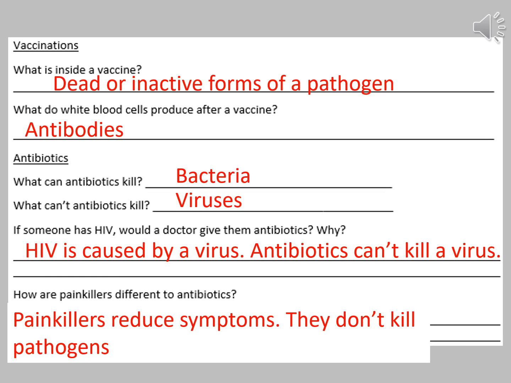Antibiotics can only kill bacteria. They cannot kill viruses. If someone has HIV, would a doctor give them antibiotics? No. HIV is caused by a virus. Antibiotics cannot kill a virus. How are painkillers different to antibiotics? Painkillers reduce the symptoms, but they do not kill pathogens.